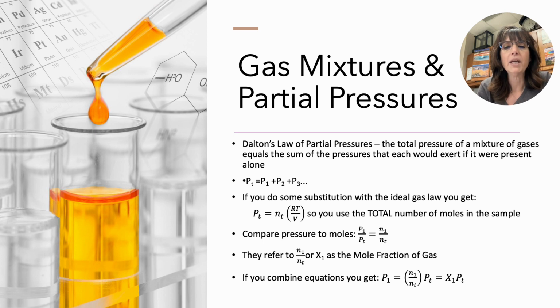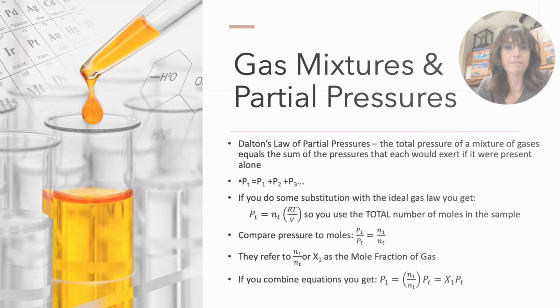Not a big deal. But one thing I do want to point out in all of this slide is the N1 over NT. We often refer to that as a mole fraction. And instead of writing N1 over NT, number of moles per total moles, we just write it as X. And that simplifies some of these equations. You may or may not need these in your problem sets. I don't recall for sure, but I just wanted to show you a little bit more of what you could do with some of this.